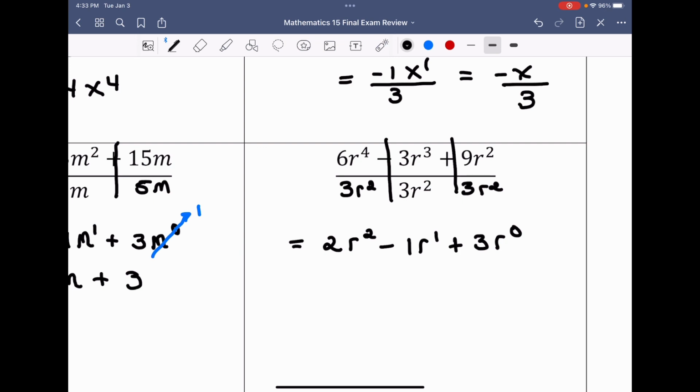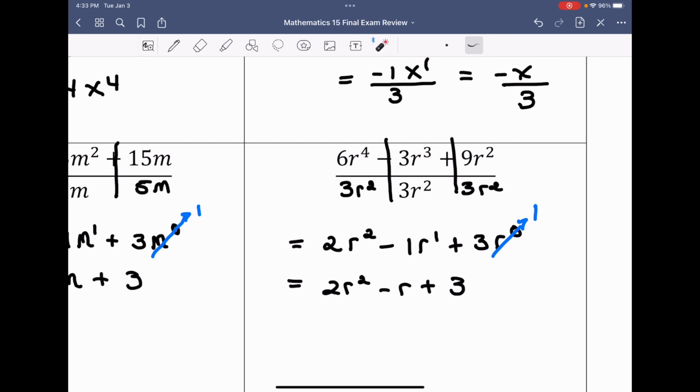Now, we want to do what we did in the last problem and say, well, 2r squared is going to stay the same. Anything times 1 or to the power of 1 is just itself, so I'm going to go minus r. And then we know that anything to the power of 0, regardless of if it's an r, m, z, infinity, will always be equal to just 1. So 3 times 1 is just simply 3. So there is our simplified polynomial.